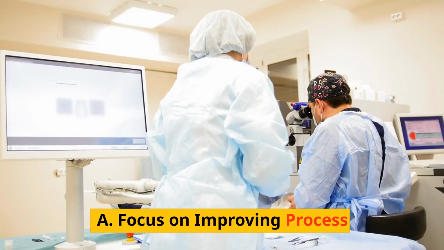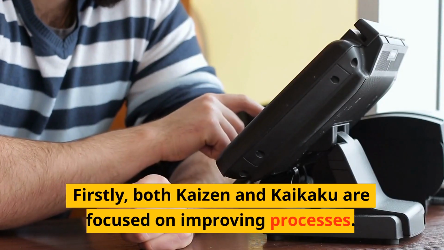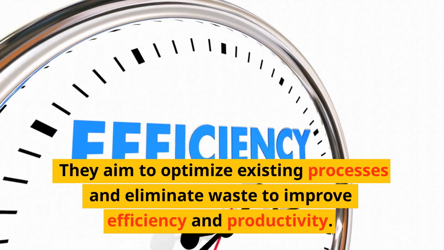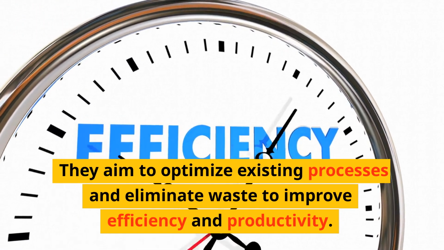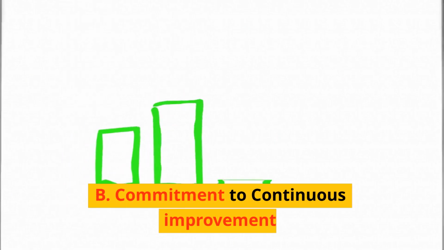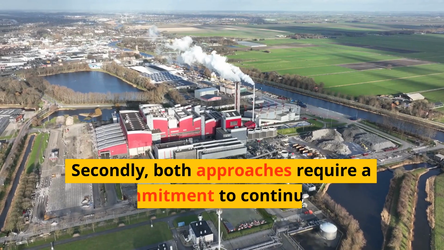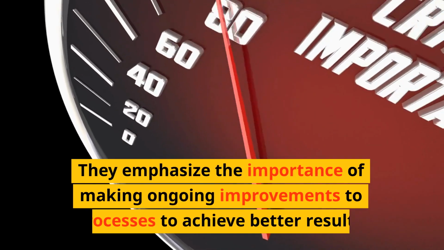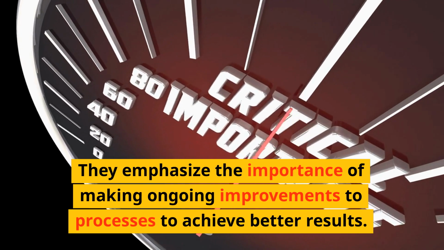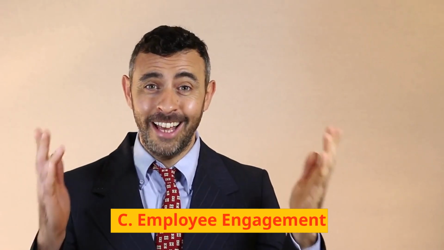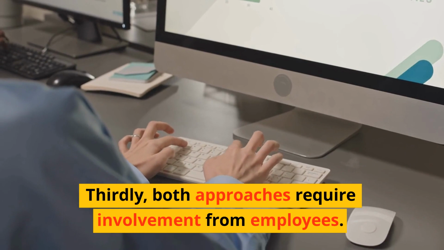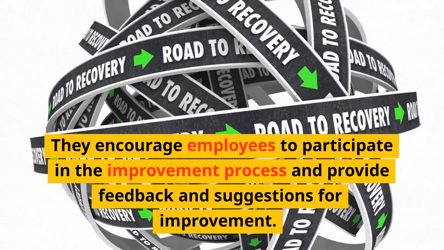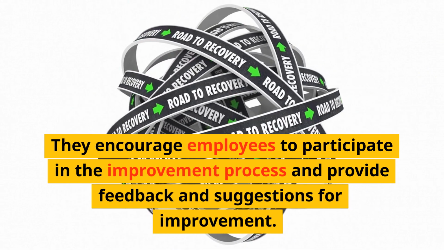A. Focus on improving process. Firstly, both Kaizen and Kaikaku are focused on improving processes. They aim to optimize existing processes and eliminate waste to improve efficiency and productivity. B. Commitment to continuous improvement. Secondly, both approaches require a commitment to continuous improvement. They emphasize the importance of making ongoing improvements to processes to achieve better results. C. Employee engagement. Thirdly, both approaches require involvement from employees. They encourage employees to participate in the improvement process and provide feedback and suggestions for improvement.